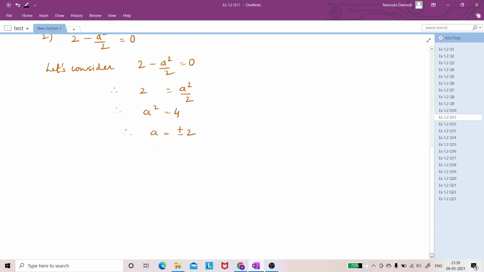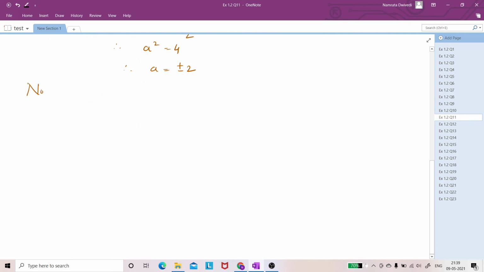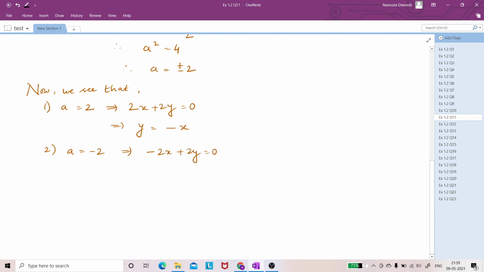yes, we again got some outcome. So right now we see that, what do we see? We see that a is equal to 2. This implies 2x plus 2y is equal to 0. Yes, this would imply y is equal to minus x. Yes, and for the second outcome, a is equal to minus 2. If we substitute, we get minus 2x plus 2y equals 0. This implies y is equal to x. Am I right? So therefore, we have two lines of solutions.